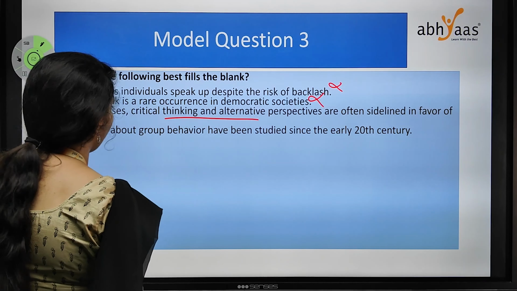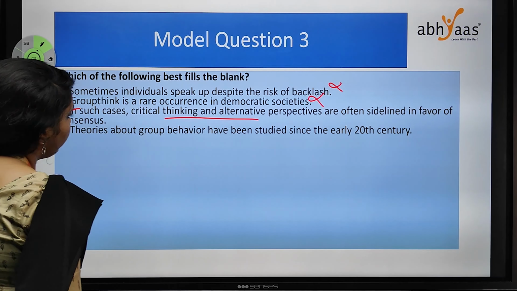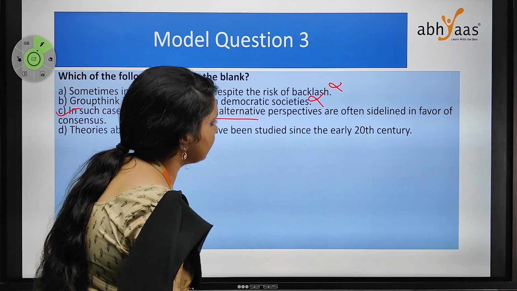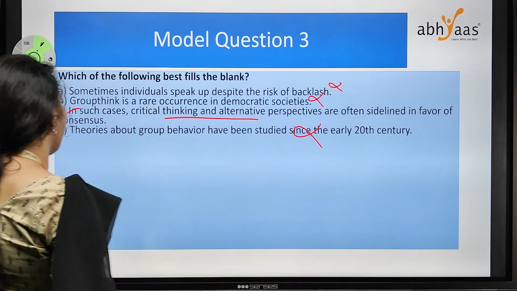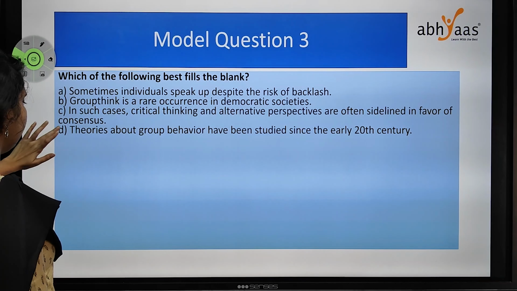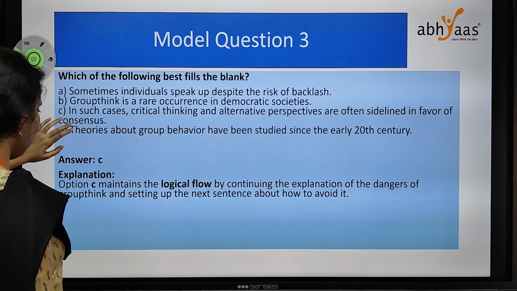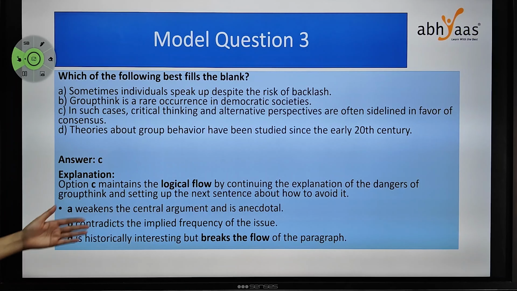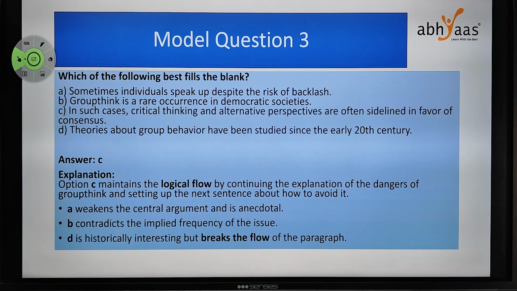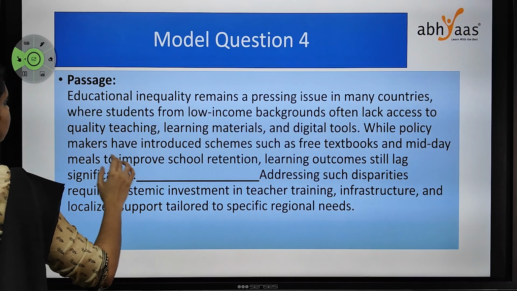Let's look at the other one also. Theories about group behavior have been studied since the early 20th century. No, this is completely out of the scope of the passage. I think C is very, very clear here. Yeah, we can see the central argument; the anecdotal option contradicts the implied frequency and breaks the flow. Yes. Okay. Let's look at one more passage.